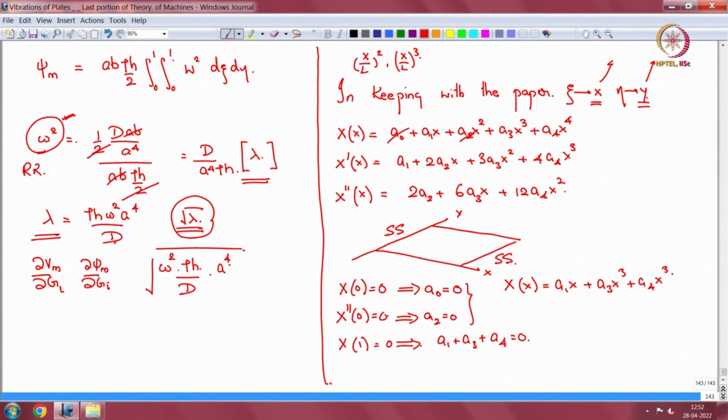Further, if X double dash at 1 is equal to 0, then I have twice a2 plus 3 a3, I am sorry, just hold on.